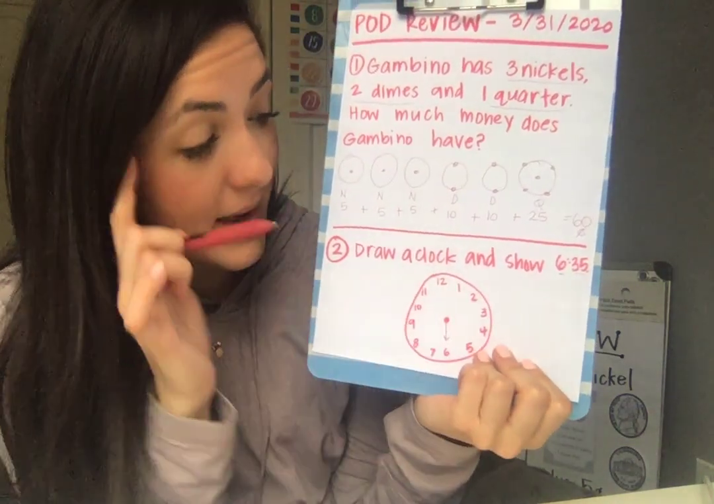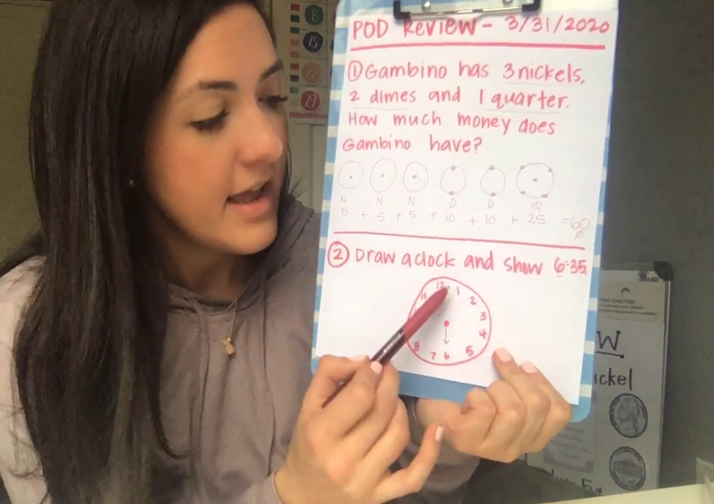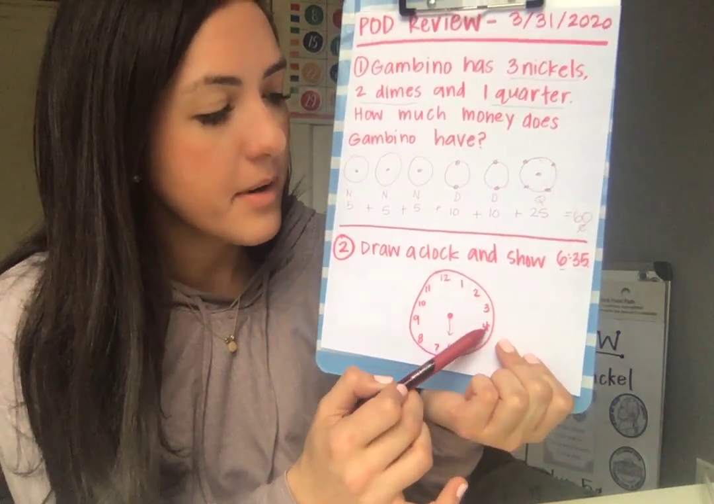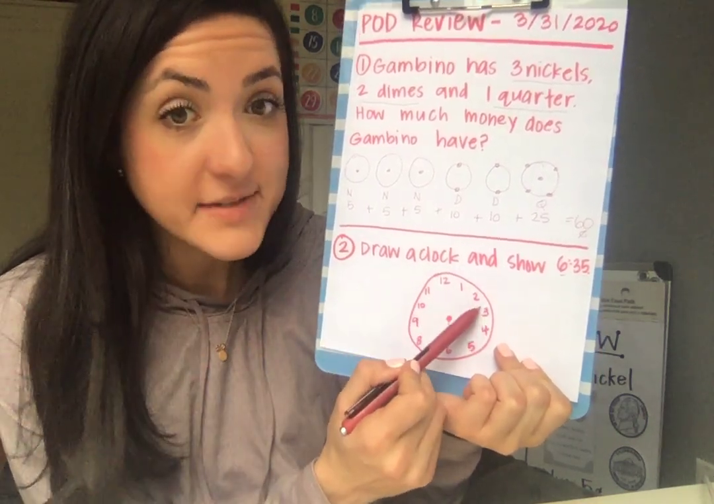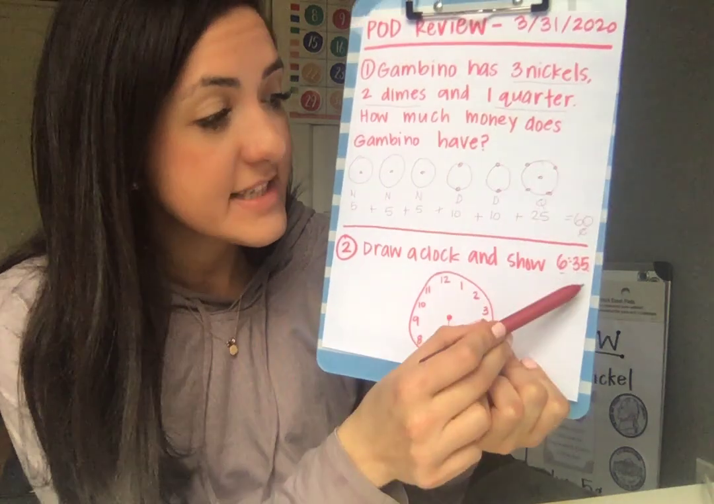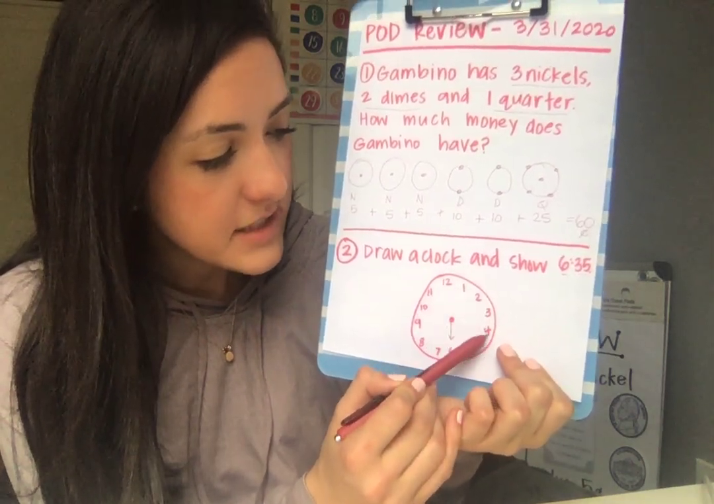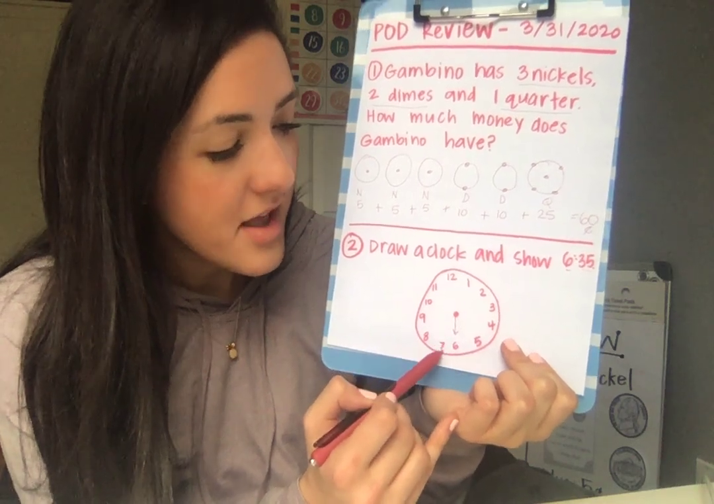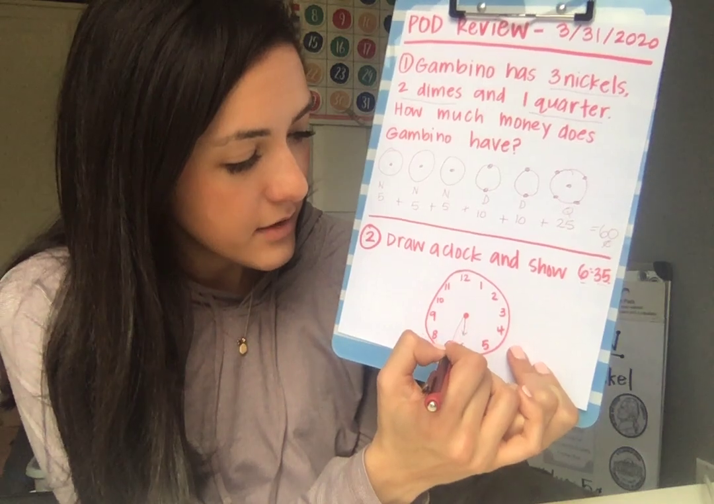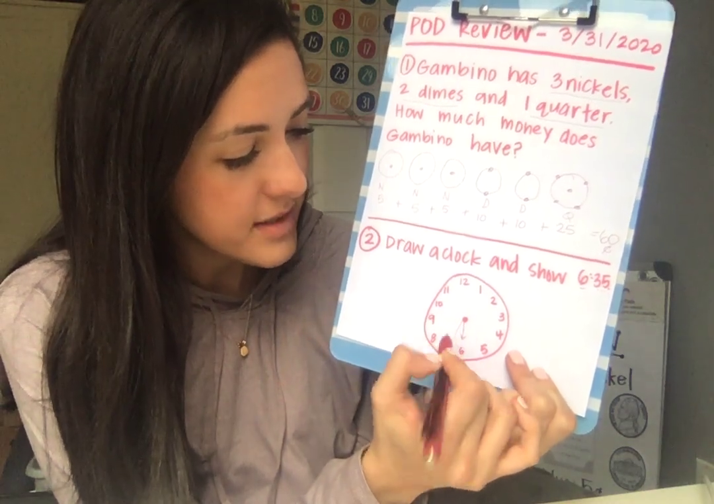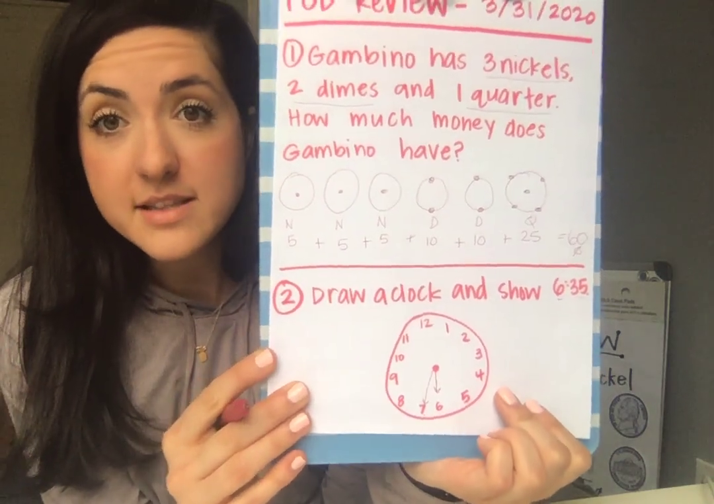I have to remind myself of what those numbers around the clock mean when I talk about minutes. Every single number around the clock, when I'm talking about minutes, is worth 5. So I count by 5s to tell the minutes. I need to get to 6:35, so I'd count 5, 10, 15, 20, 25, 30, 35. So my big hand, or my minute hand, will point to the 7, or to the 35. Now my clock is showing 6:35.